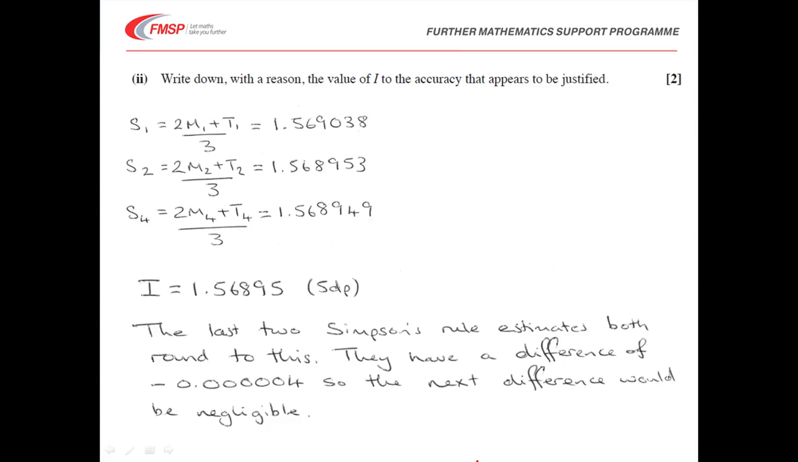It's to do with the differences and how much that's going to affect the figures. They've currently got a difference for S2 and S4 of negative 0.000, well, you can count the zeros, 4. That's what they've got as their difference, and it's negative because it's decreasing. S4 is lower than S2. Now the next difference would be a 16th of that, which is going to be negligible in affecting that fifth decimal place, because a 16th of negative 0.0000004 is not going to affect the fifth decimal place. So from that we can say that we're fairly confident that it's that to 5 decimal places.